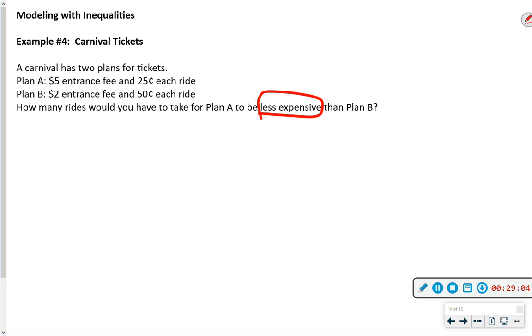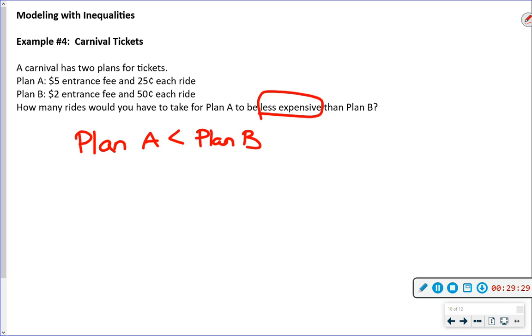Carnival has 2 plans for tickets. Plan A, $5 entrance fee, 25 cents a ride. Doesn't seem too bad. Plan B, $2 entrance fee, 50 cents a ride. How many rides would you have to make for plan A to be less expensive than B? So I'm just going to kind of lay it out here. I want plan A to be less expensive than plan B.